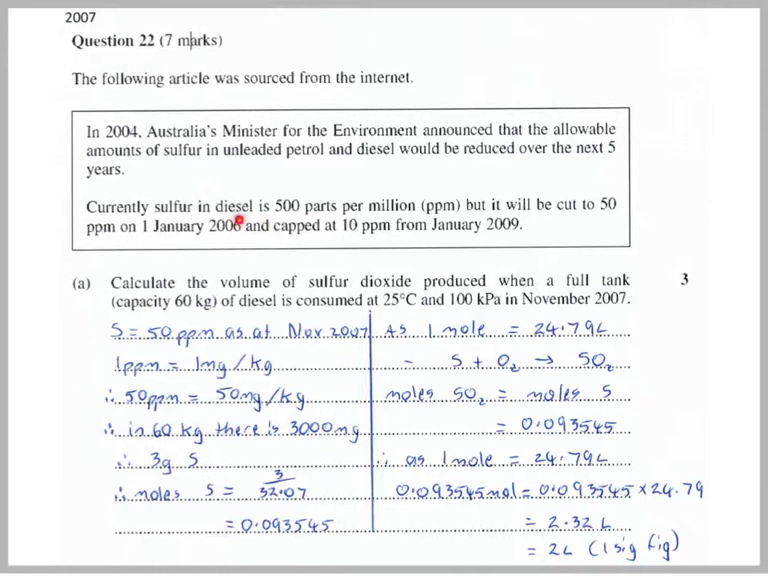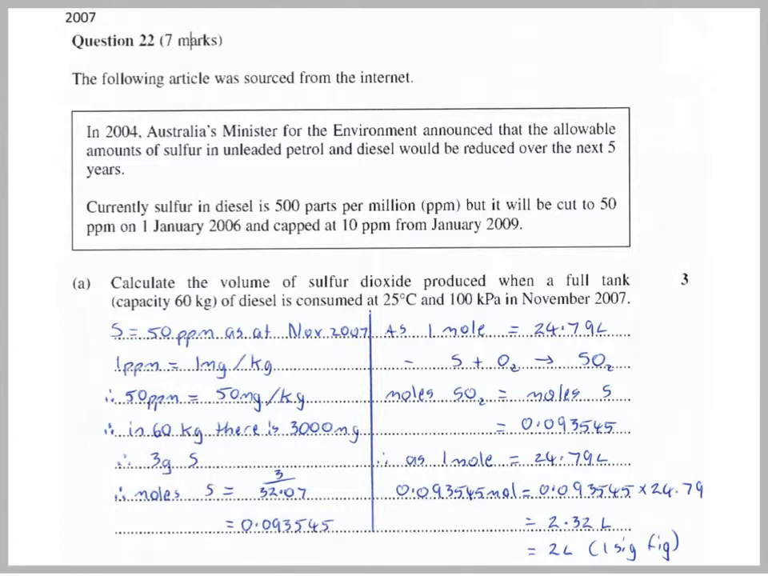All right, so from the 1st of January 2006 it was cut to 50 parts per million, and 10 parts per million from January 2009. Well, we're not at January 2009, so we're talking about 50 parts per million. So sulfur at 50 parts per million as at November 2007. The easiest way to convert ppm to just about anything else is to go 1 ppm equals 1 milligram per kilogram. Therefore, 50 parts per million equals 50 milligrams in a kilogram. We've got 60 kilograms, so in 60 kilograms there is 3,000 milligrams, which is 3 grams of sulfur.